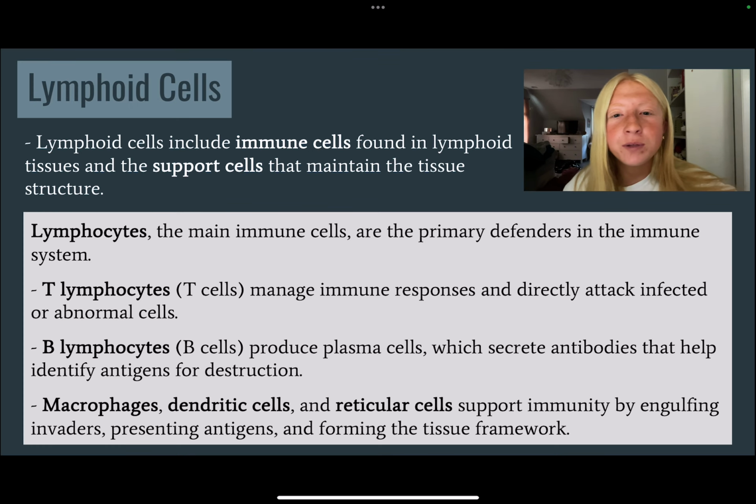Lymphoid cells include immune cells found in lymphoid tissues and support cells that maintain the tissue structure. Lymphocytes are the main immune cells, and they are the primary defenders in the immune system. T lymphocytes, or T cells, manage immune responses and directly attack infected or abnormal cells. B lymphocytes, or B cells, produce plasma cells, which secrete antibodies that help identify antigens for destruction. Macrophages, dendritic cells, and reticular cells support immunity by engulfing invaders, presenting antigens, and forming tissue framework.